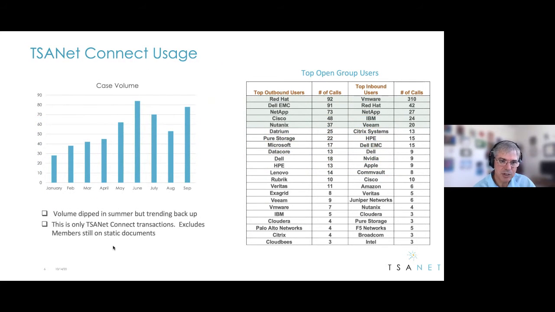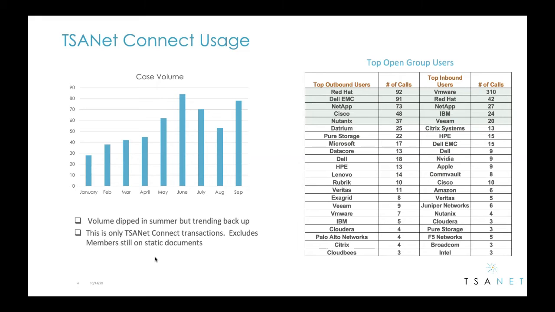If you look at the usage, we have seen a good month-over-month increase. We had a little bit of softness in the summer months, but we see that trending back up now. So far, October looks like it's going to be higher than September. So I think we're on track to continue to add volume. Certainly, we'd like to see more volume than this.